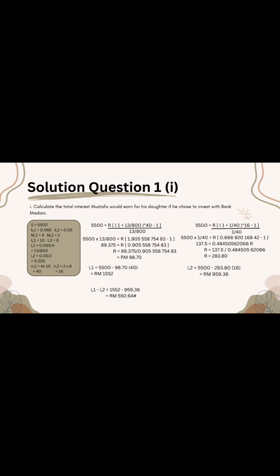So I1 is 5,500 minus 98.70 times 40 and equals RM 1,552.